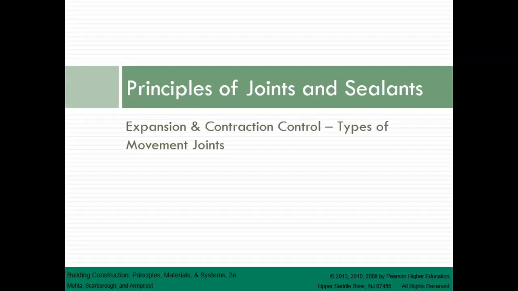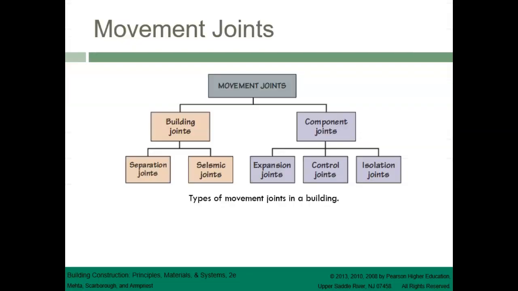Let's take a look at the different types of movement joints. Based on the purpose they serve, movement joints are classified as building joints, joints between different parts of the building as a whole, and component joints, joints between individual components of an assembly.